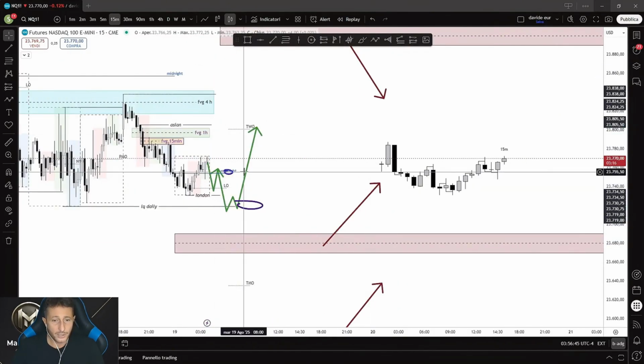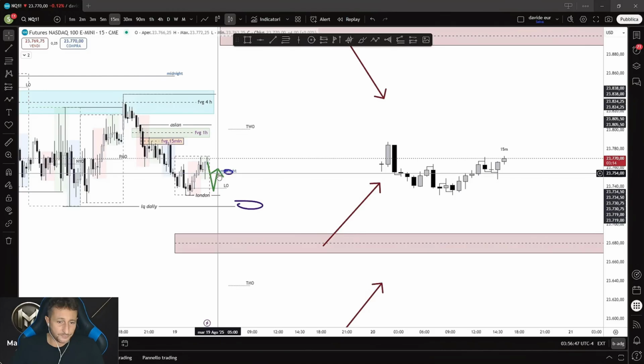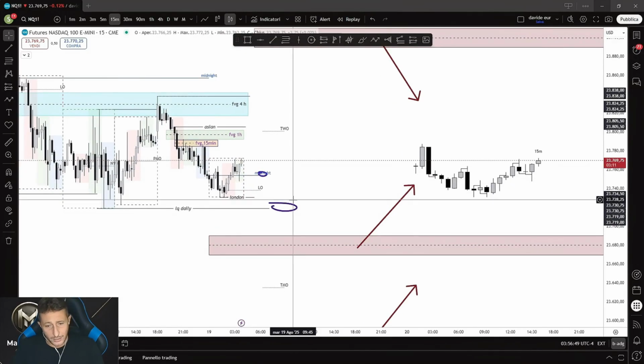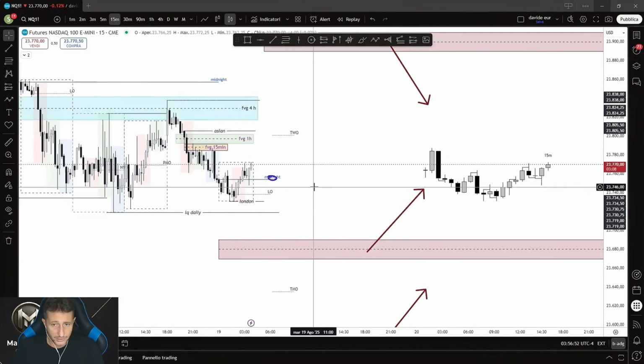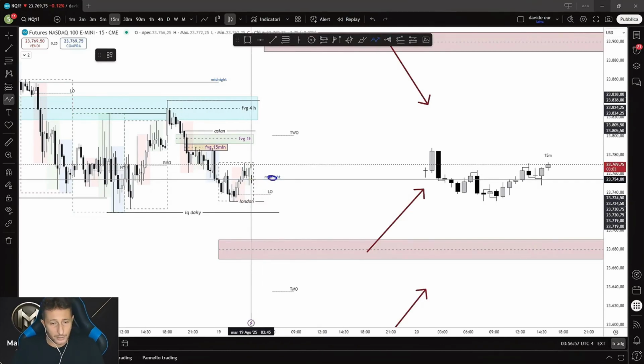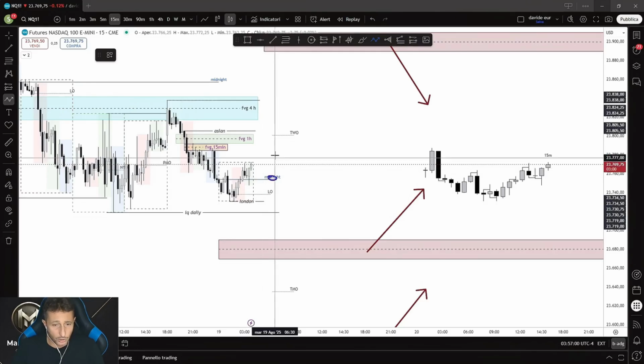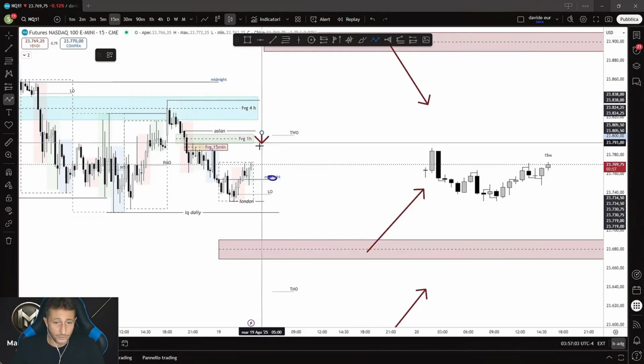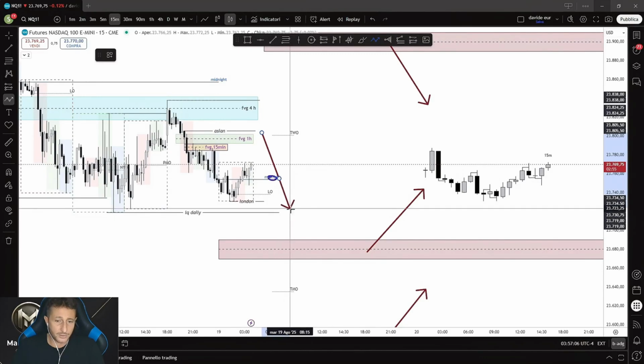Now that we've gone over the movements, let's do a quick summary of the possible trades for the morning, okay? Of course, now it's already a bit late in the morning and the trades might have already started, but in any case, the most interesting trade could be the short. A short starting from this level, then taking a partial here, another partial here, and another partial here.